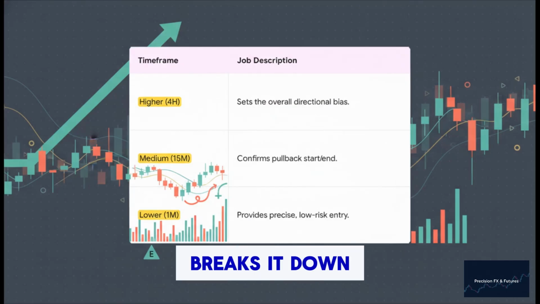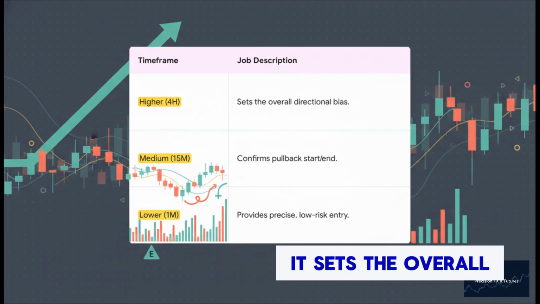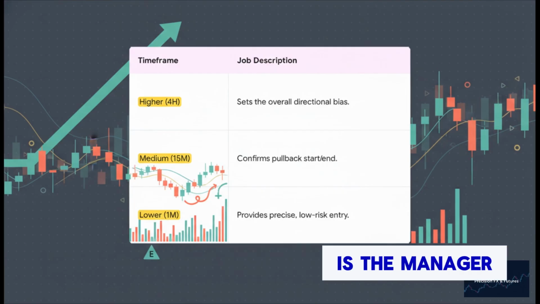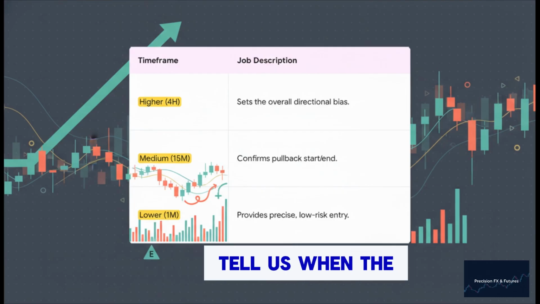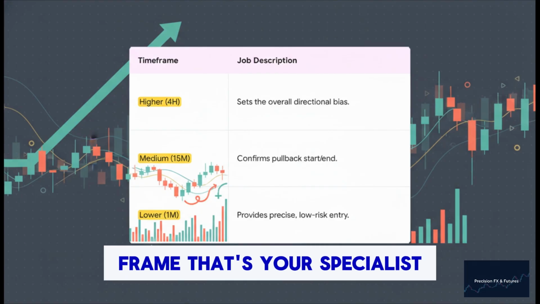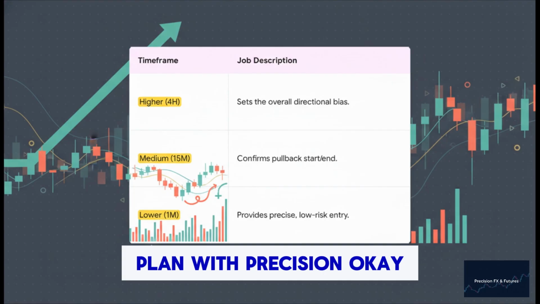I love how this breaks it down. Think of it like a team, where each time frame has a very specific job. Your higher time frame, say the 4-hour, is the boss. It sets the overall direction. The medium time frame, like the 15-minute, is the manager. Its job is to tell us when the main trend is just taking a little break. And the lower time frame? That's your specialist, your sniper. Its job is to execute the plan with precision.